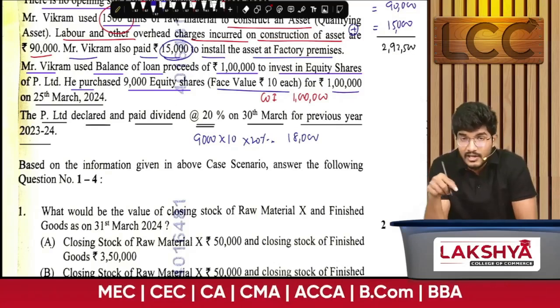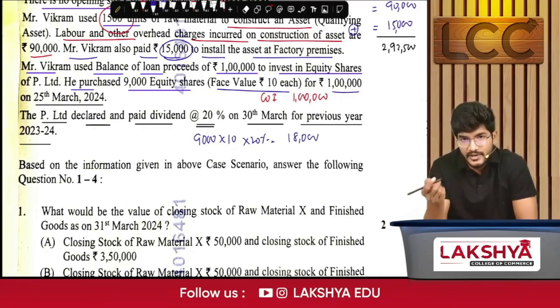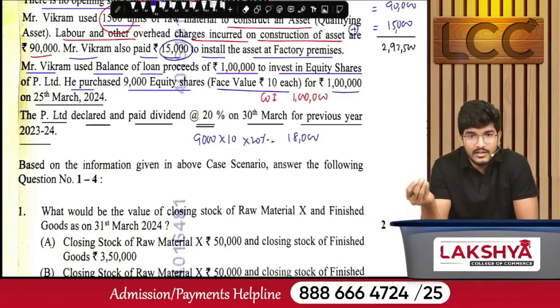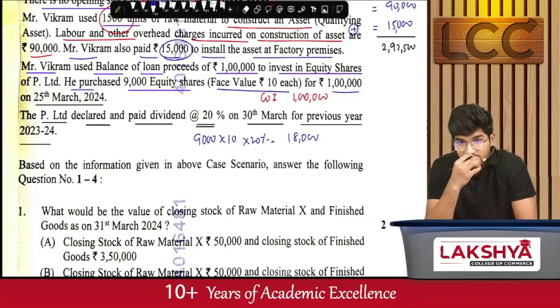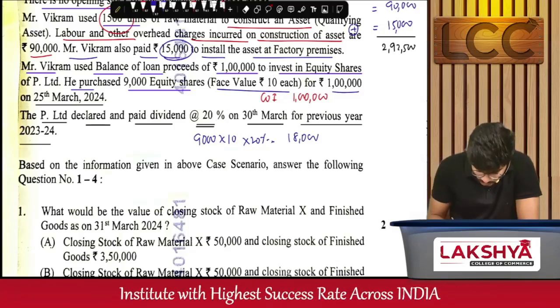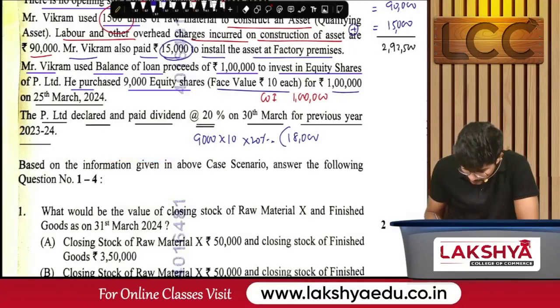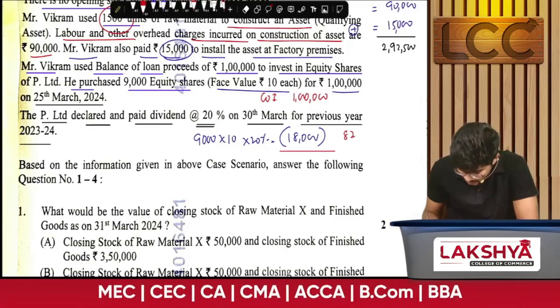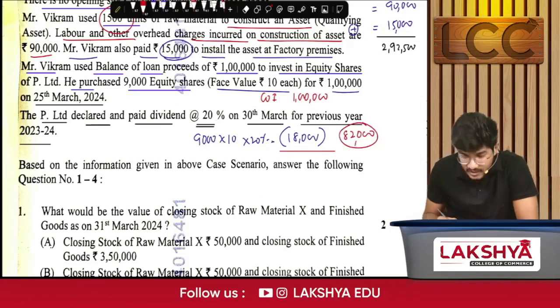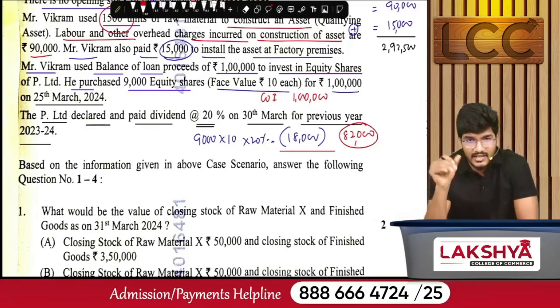Now what will be the accounting treatment of this 18,000 as per AS 13? If the dividend received from the company is pre-acquisition, it should be reduced from the cost of investment, right? So cost of investment is 1 lakh. From that 1 lakh, we should deduct this 18,000, so that you will get 82,000 as the net carrying amount of the investment, right? So this is the entire case study.